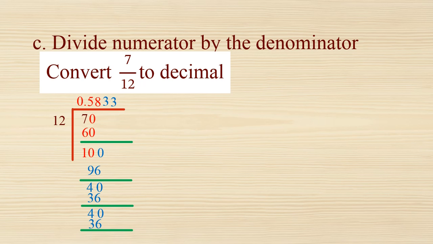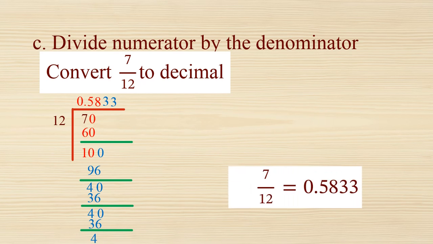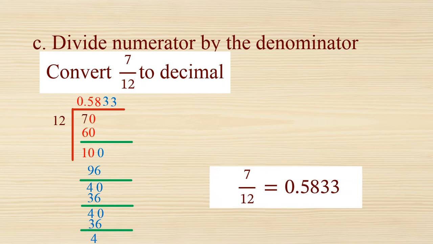So this is how you continue getting 3 3 3 3 up to infinity. Since the number is repeating, we can stop anywhere. It depends on what the examiner is asking. Since it is not specified here, we can stop here. So the result, 7 over 12 is equal to 0.5833333, and the rest of it. So we can terminate it to 4 decimal places.